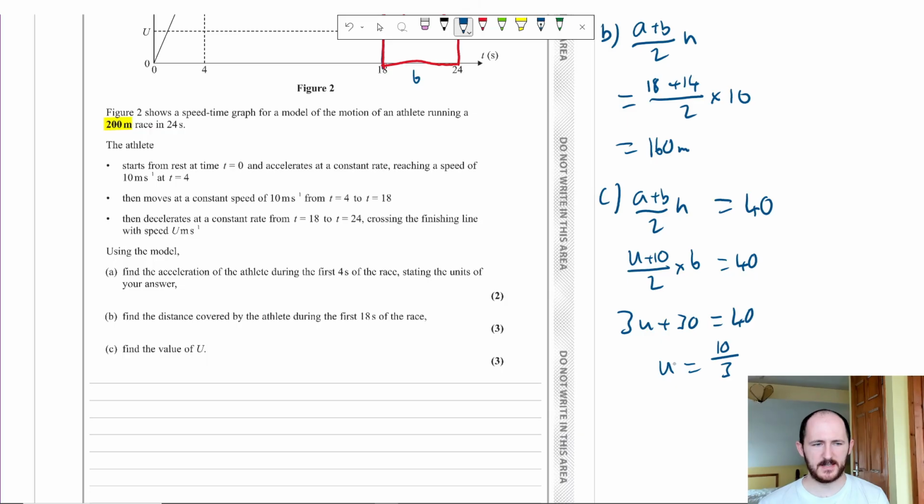We don't actually need the exact value, I think we can just leave it like that. Yeah, 10 over 3 meters per second, let's just leave it like that.